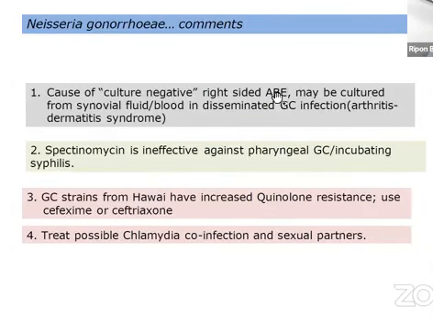Cause of culture-negative right-sided endocarditis may be cultured from synovial fluid. Actually, these are the disseminated gonococcal infections. So it can be cultured from the synovial fluid or blood. And from studies from outside, quinolone resistance is also increasing. In that case, cefixime or ceftriaxone can be used, and the partner should also be treated if one person has an infection with gonorrhea.